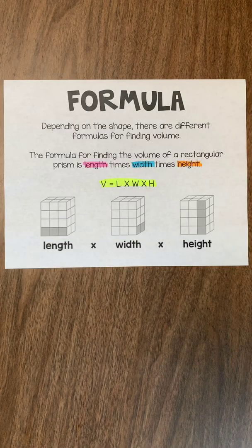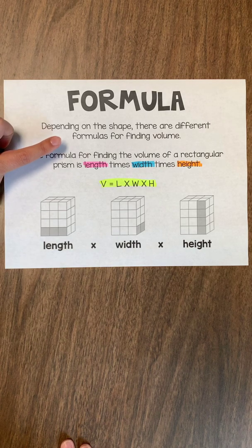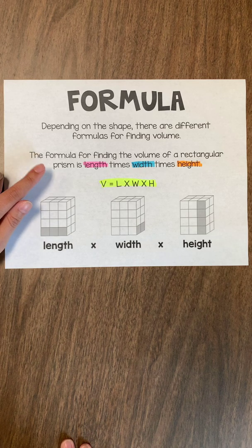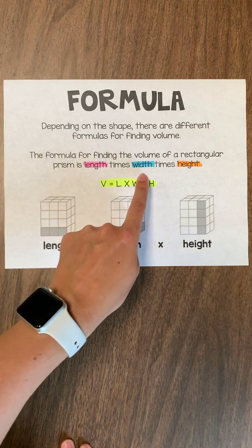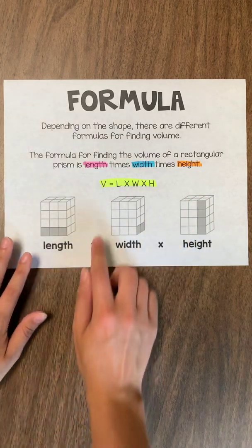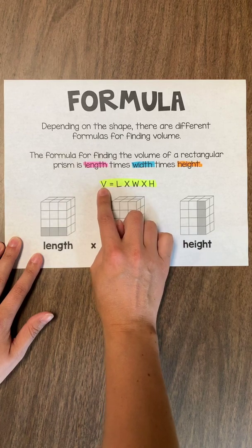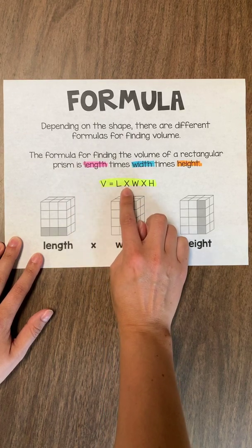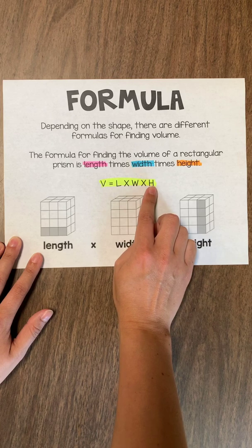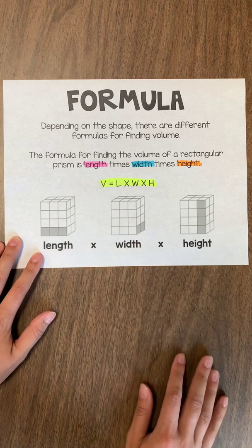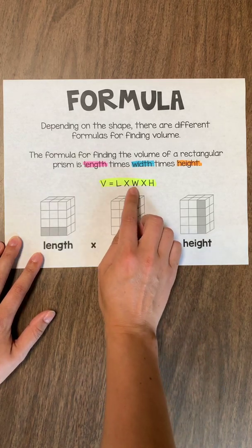Let's discuss the formula for finding volume. Depending on the shape, there are different formulas for finding volume. The formula for finding the volume of a rectangular prism is length times width times height. You'll often see it written this way. This is just the abbreviation to show that if you want to find volume, you need to do length times width times height. It is very similar to finding area, right? Last week, we learned that the formula for area was length times width.